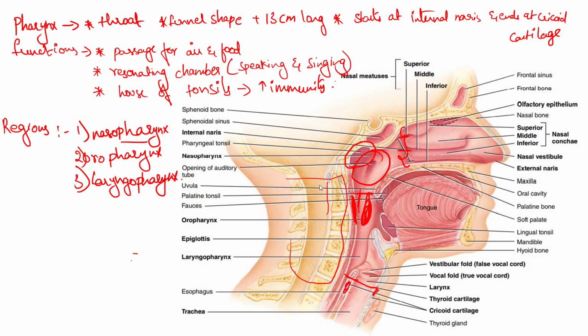So the next one is oropharynx. The oropharynx will start from the soft palate to hyoid bone. This is the hyoid bone. So till here, this area is oropharynx. To clearly differentiate, I am using different color. So this is the soft palate, right? From this soft palate to hyoid bone. This is hyoid bone. So till here, this area is oropharynx.